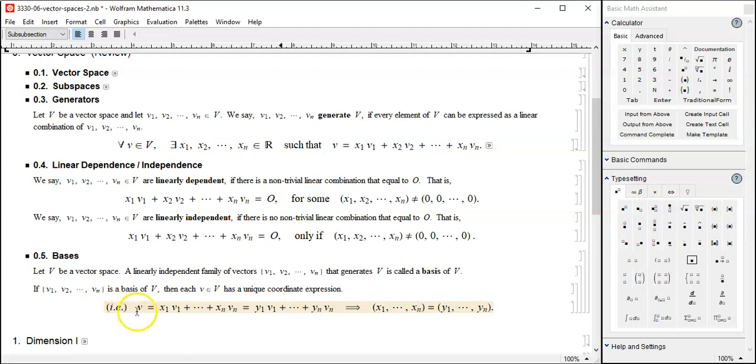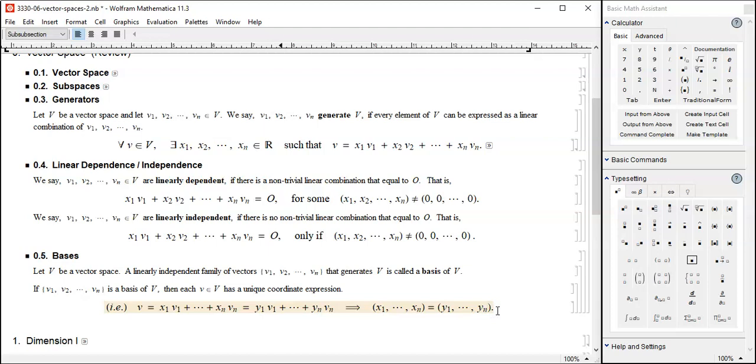In other words, an arbitrary vector v from vector space capital V has a coordinate expression because it's a generator. You see, v1 through vn, it's a generator. So an arbitrary vector should be generated by v1, v2, all the way up to vn. So this expression exists. Next, they're unique. If there's another coordinate expression, y1, y2, and so on, then they're the same as the first.